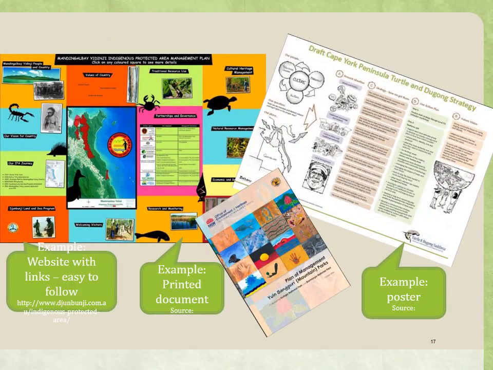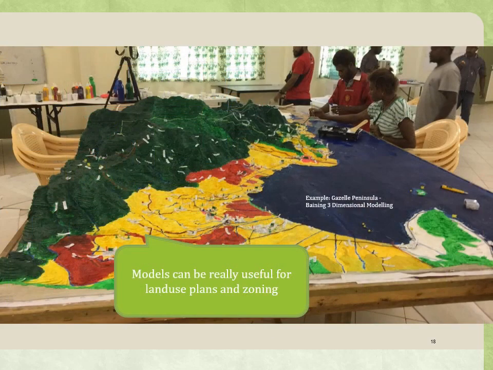Again, the guidelines that have been developed for New Guinea also suggest different types of products. So think about websites, printed documents, plans, posters, things like that. You can also do models. Different things that communicate to people are really worth thinking about.